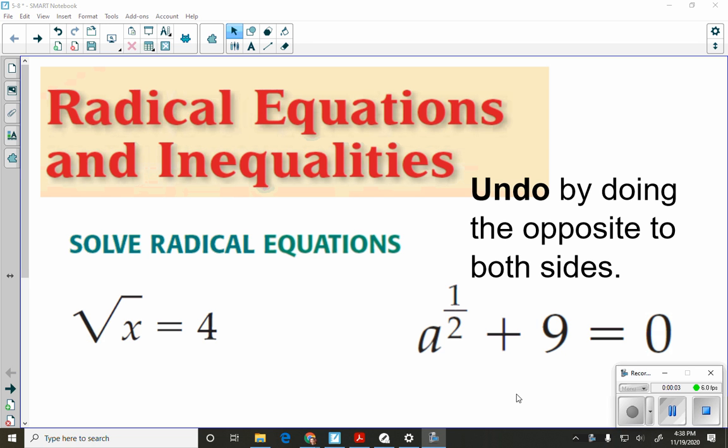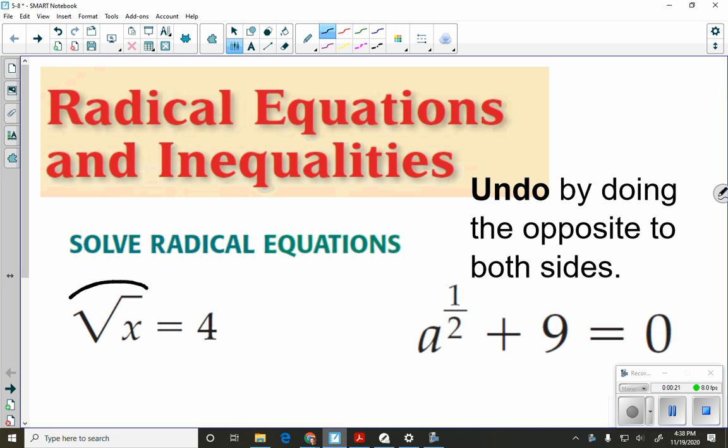Hello. Today we're going to talk about radical equations and inequalities. So what does that mean? We're basically solving equations with radicals in them. So what's a radical? Radicals are square roots or cube roots. You can write them in any different way.